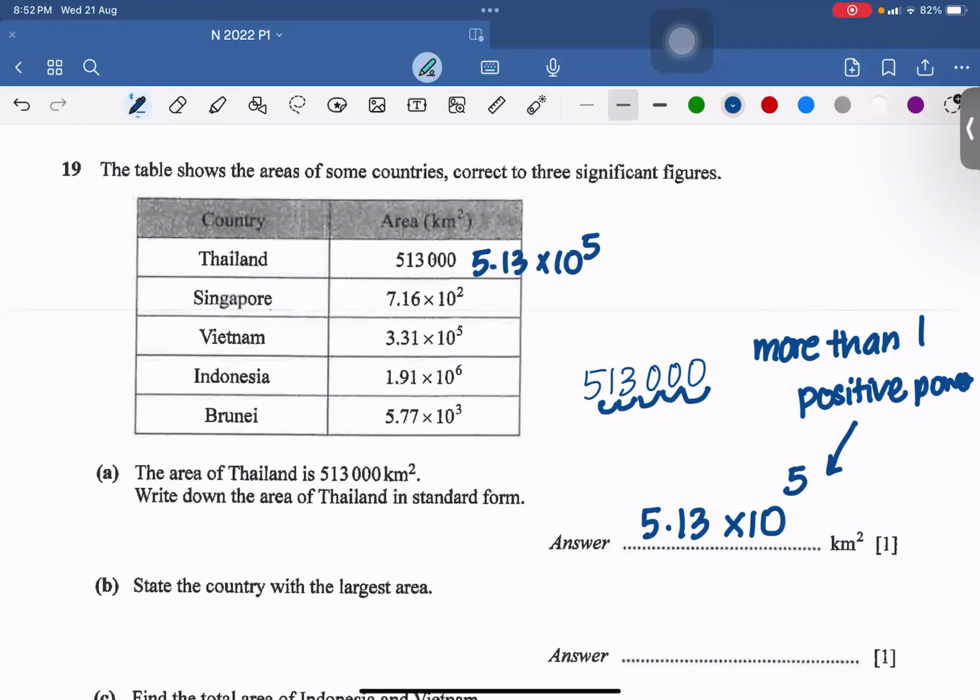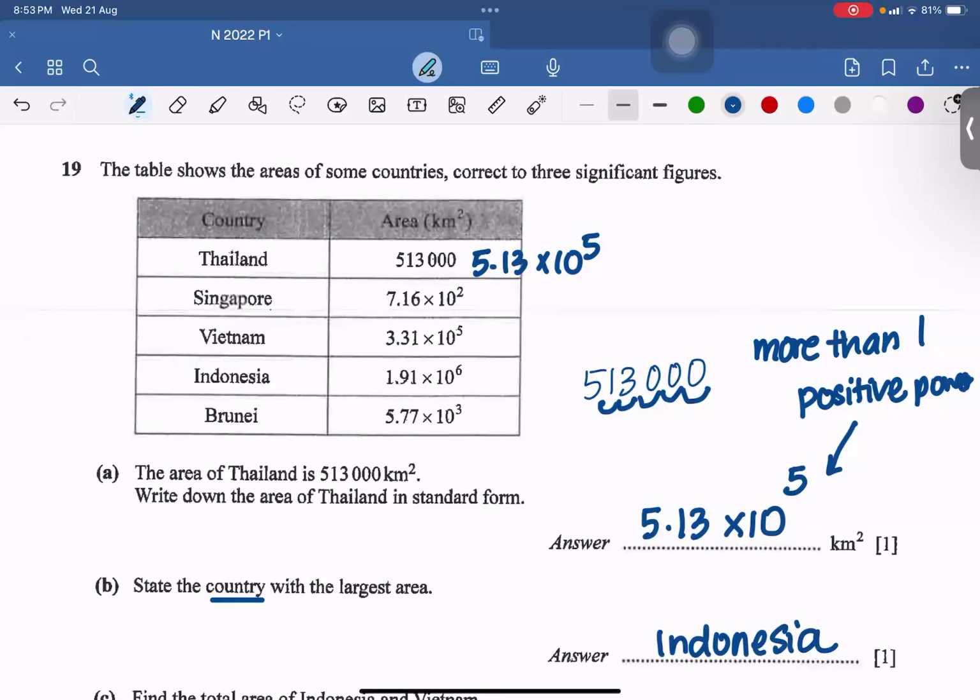Next, state the country with the largest area. Do they want the value for the area or do they want the name of the country? The name of the country. Yes. Let's check which is the largest. I already changed these to standard form. This one is 10 to the power 5. Then this is 10 to the power 5 again. 10 to the power of 6, 10 to the power 3. So which one will be the largest? Indonesia. Correct. So the answer is Indonesia.